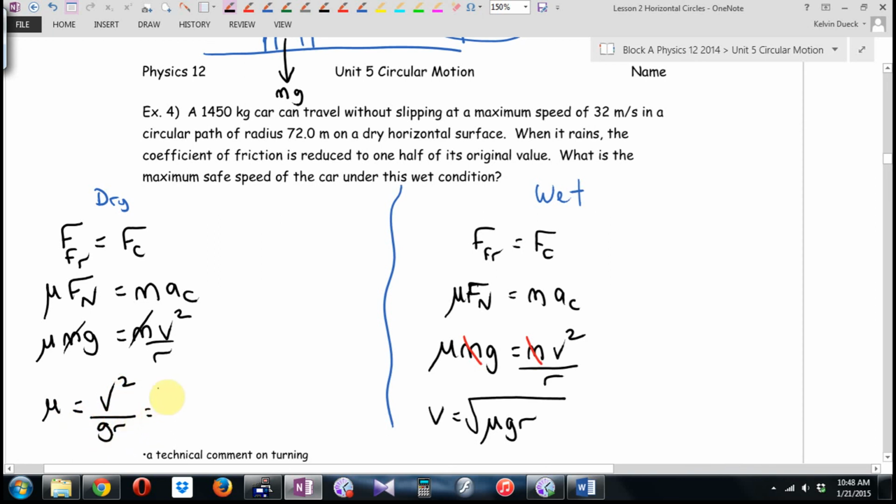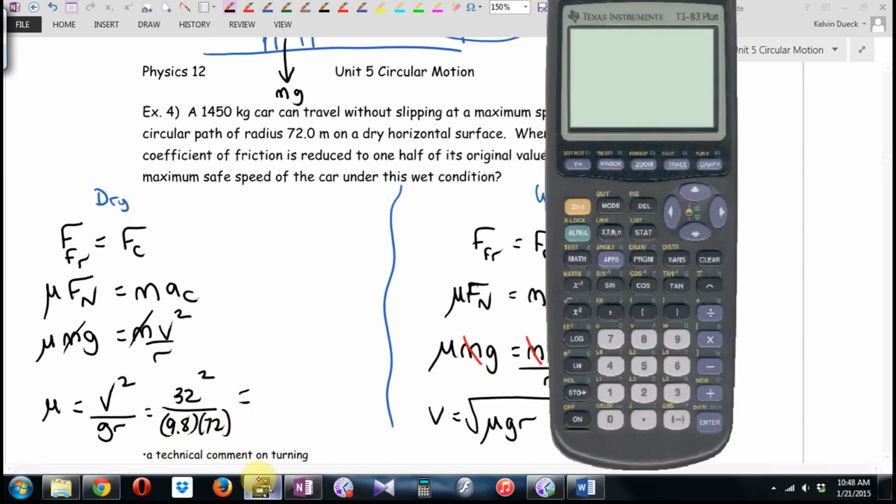And when it's dry, 32 squared over 9.8 times 72. Apparently the coefficient of friction when it's dry is a little ridiculous because I was making up numbers. It's like dragster tires or something. Do you get double check? Is that right? And I did that right? Divide by, yeah, okay. Note to self.